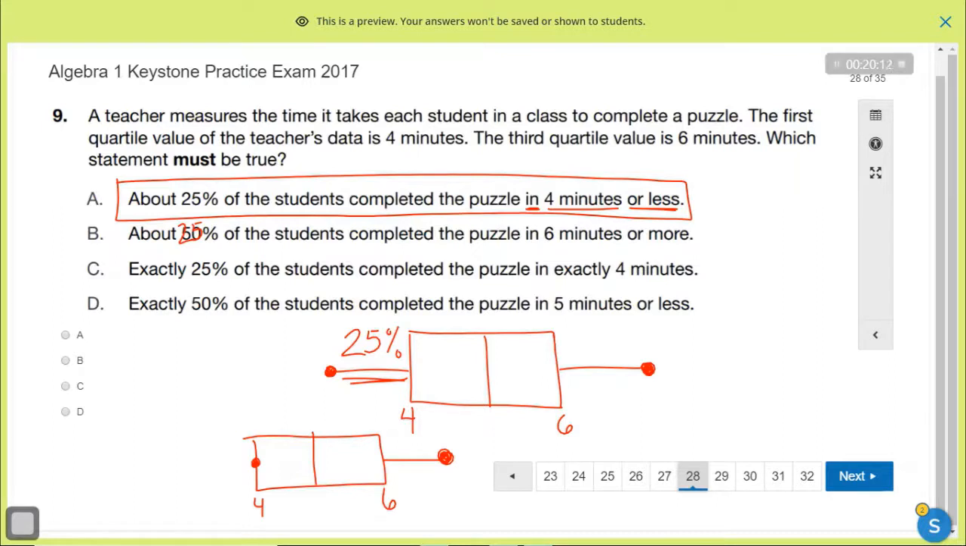Exactly 25% of the students completed the puzzle in exactly 4 minutes. I don't know that either. They're trying to trick you into thinking 4 represents 25%. But like I said, in this first example here, 25% could have been less than 4 minutes. Only in this example would they have been exactly 4 minutes for the 25%. And then exactly 50% of the students completed the puzzle in 5 minutes or less. I don't know that this median is 5. It could be, but I don't know that. So all these values, B, C, and D, could be true, but the keyword here is must, and that's why they bolded it. So be careful with questions like this. You've got to pick the best answer.